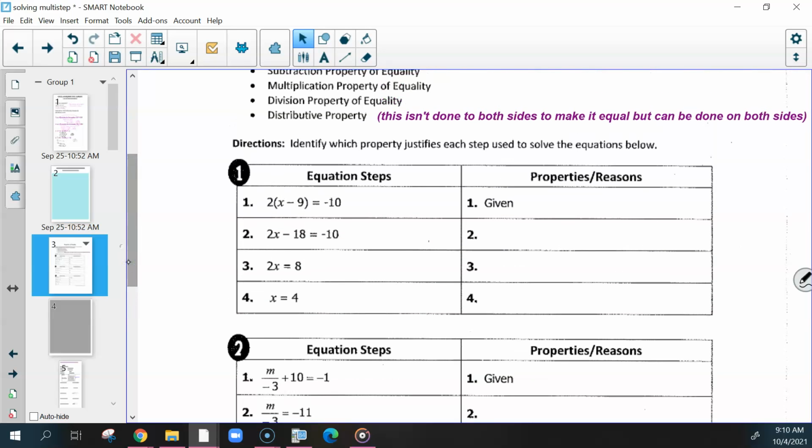So with these, they are solved for us. We just have to say which one did they use, because sometimes it gets confusing. Number 1 is given because that's the original equation. When we look at number 2, we're looking at what changed. What did they do from here to here? And that's what we write down. So what changed? What happened? What is that called? They distributed the 2 to both of these. That would be your distributive property.